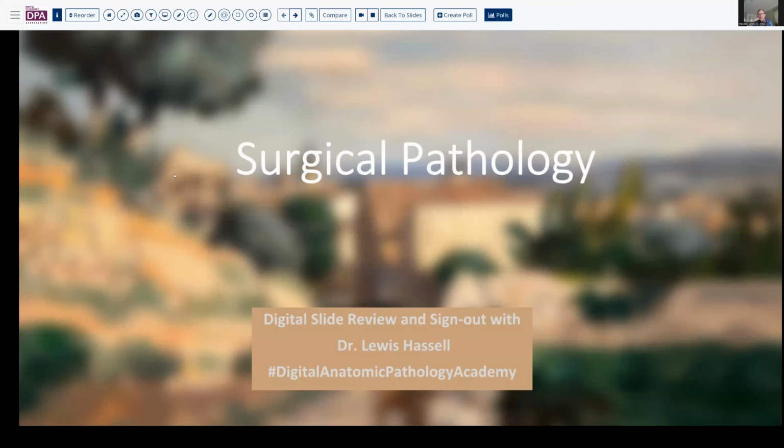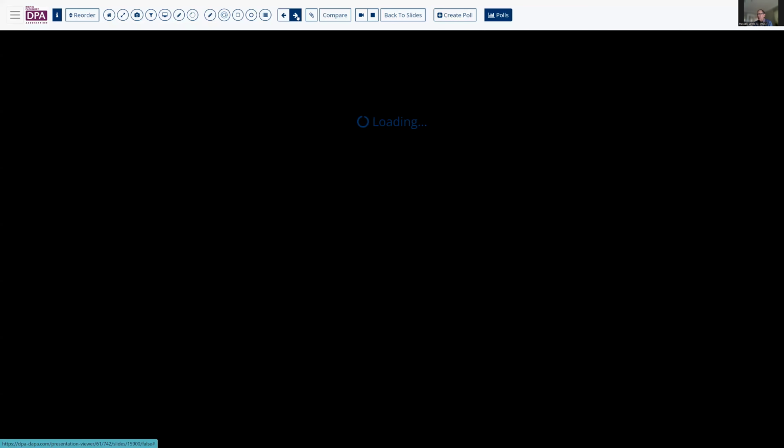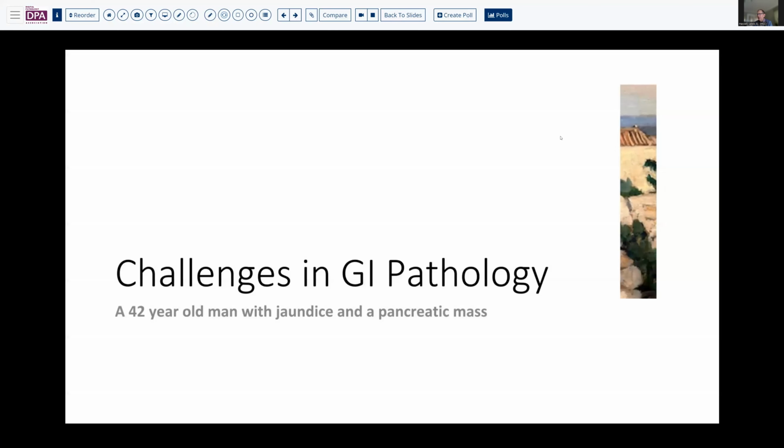Our case today comes from the realm of GI pathology, and we're looking into the pancreas. Our patient is a 42-year-old gentleman who has been suffering with some progressive jaundice and has been found to have a pancreatic mass on imaging. So I thought we'd just first review the clinical scenario.